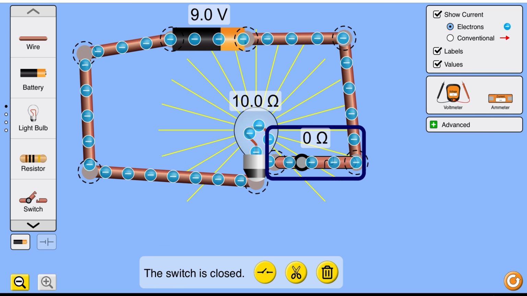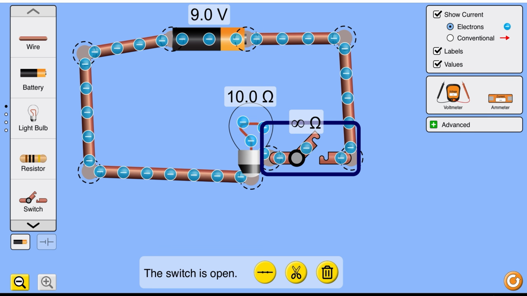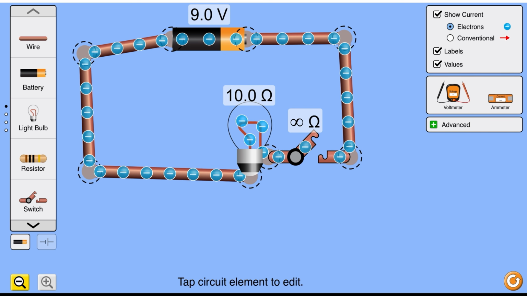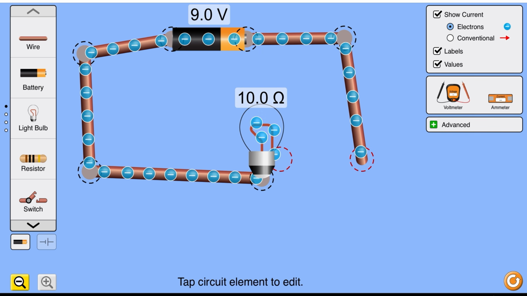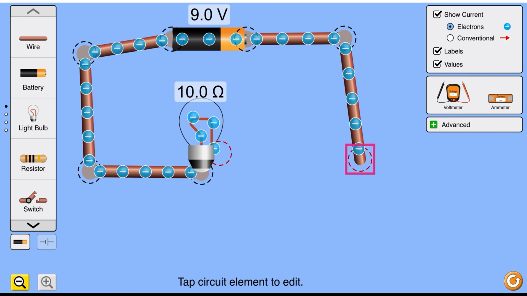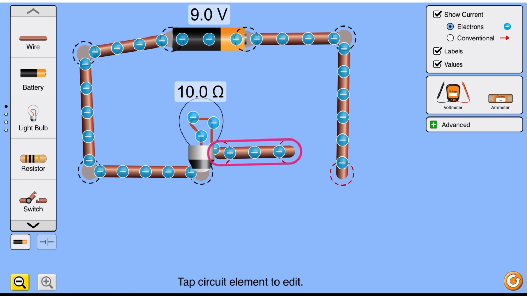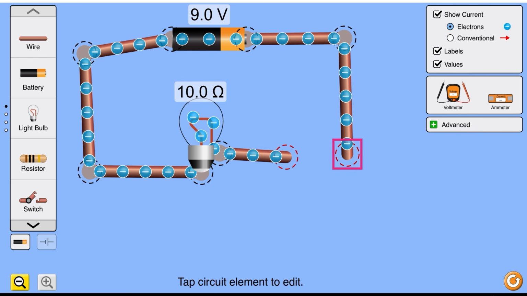Let's see this. So here we have to change some setup. So what will I do? I'll bring one more wire here and connect it with different materials. Now we'll open the advanced menu to test different objects.